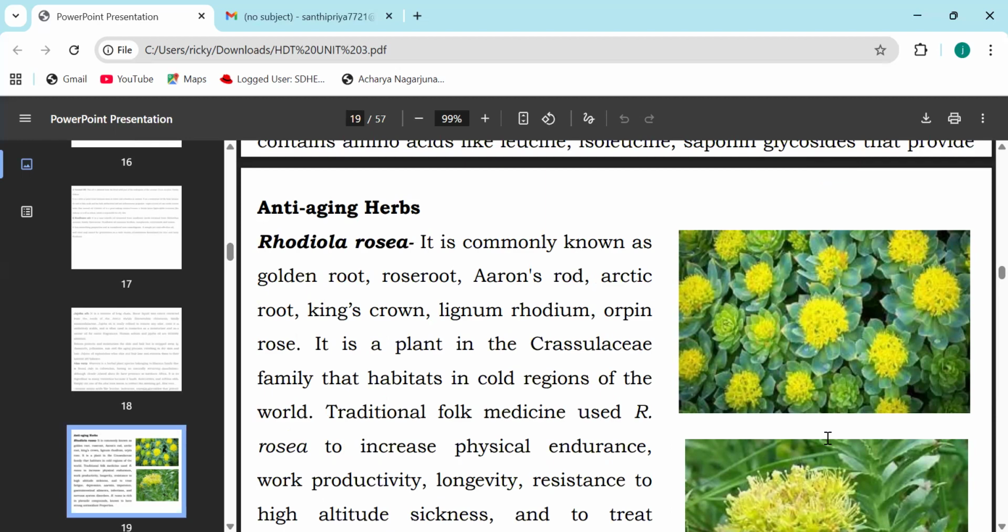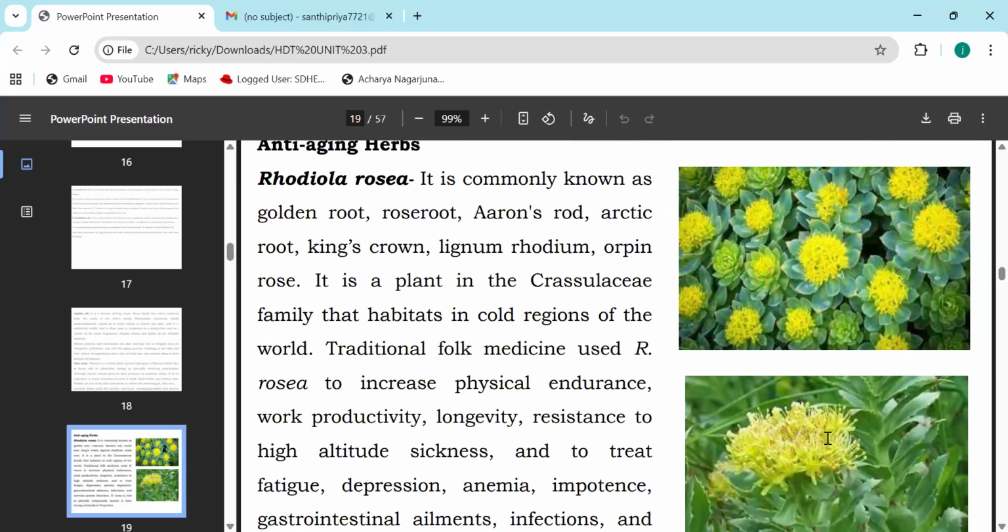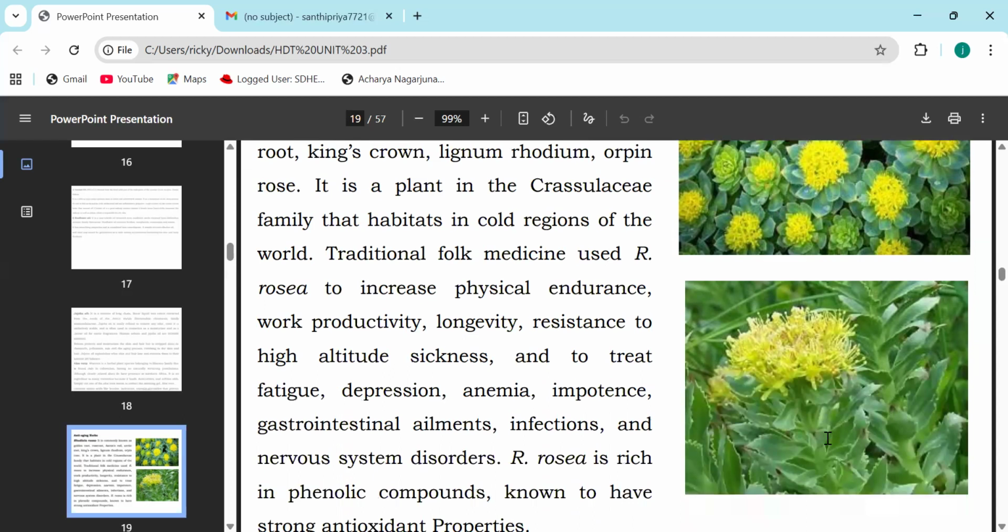It is commonly known as golden root, rose root, roseroot, arctic root, and king's crown. It is a plant in the Crassulaceae family, and it inhabits cold regions of the world. In traditional folk medicine, Rhodiola rosea was used to increase physical endurance, work productivity, longevity, and resistance to high altitude sickness, and to treat fatigue and depression, anemia and impotence, gastrointestinal ailments, infections and nervous system disorders also.